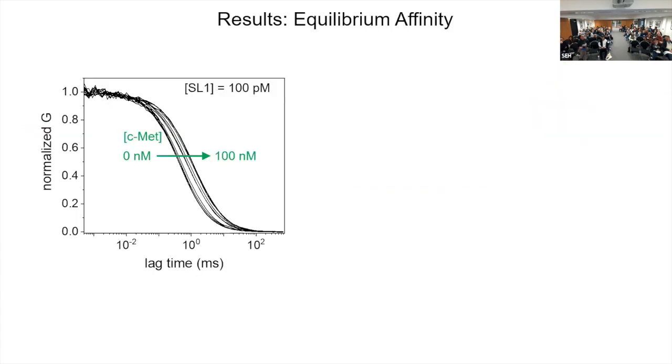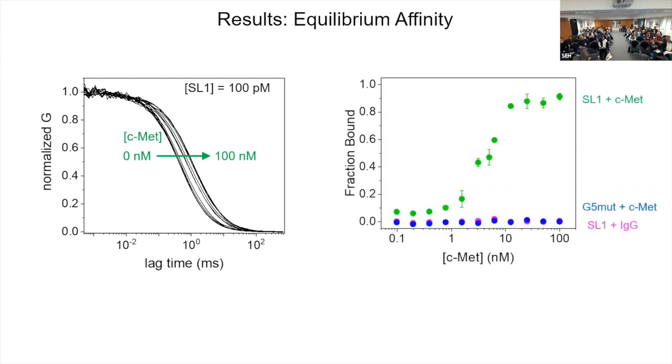So, having this in mind, we measure the binding affinity. We started with a 100 picomolar solution of aptamer and started increasing the target protein from 0 to 100 nanomolar. And as you can see, the curve is shifting. The more we add the protein, the greater the fraction of aptamer that is bound in a complex. So we can calculate the diffusion time for every one of these curves, and from this diffusion time we get the fraction bound, which is this green trend here.